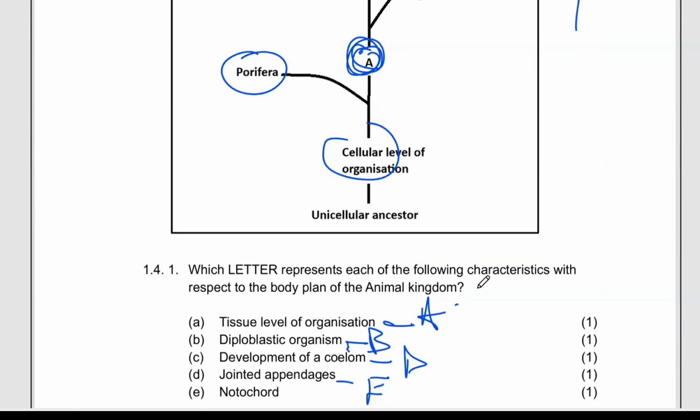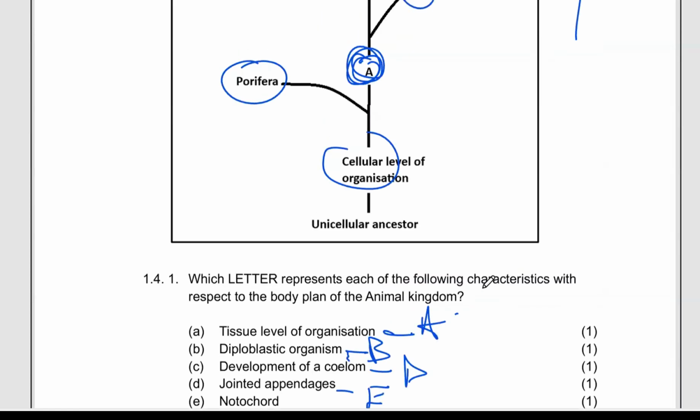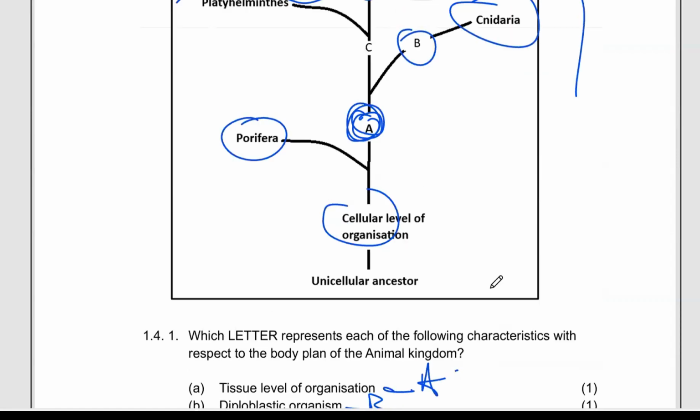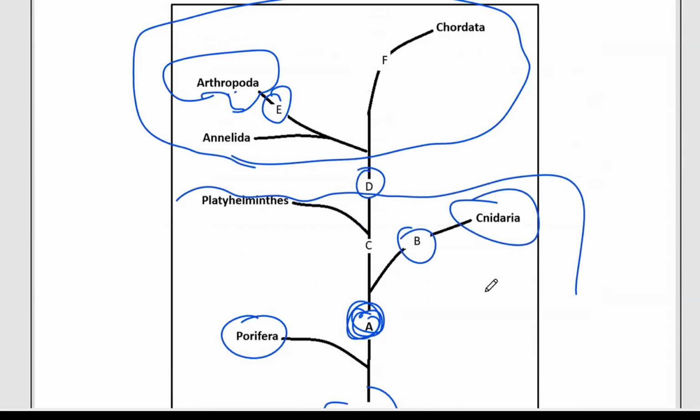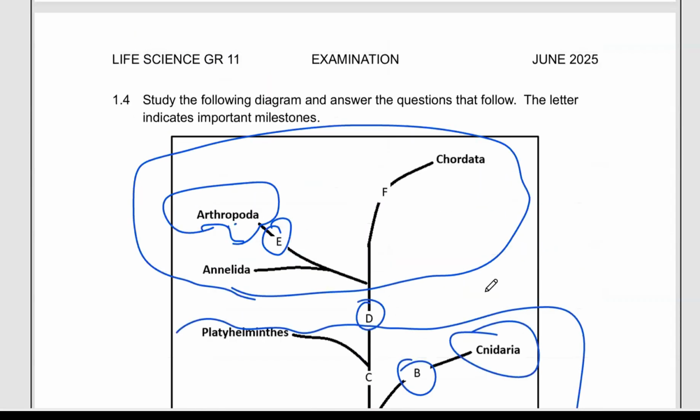Notochord is a what? Notochord is when it is still in a primitive state. It is the vertebral column, the backbone, but in a primitive state we call it a notochord. So when it develops, it forms what you call a backbone.